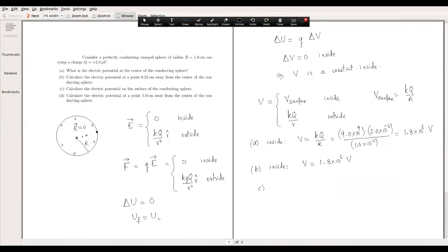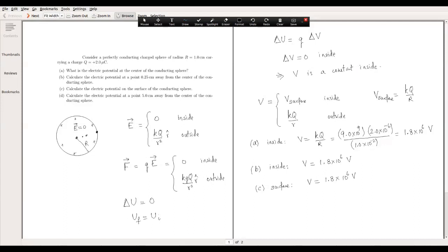Part C, calculate the electric potential on the surface of the conducting sphere. On the surface, that's right on the border. It doesn't matter whether we use this expression or that. So this is on the surface, which is what we already calculated. We again say this is 1.8 into 10 raised to 6 volts.